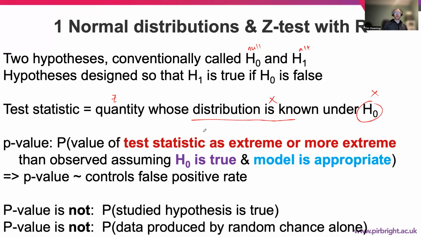And therefore, what we're looking at is the probability of getting our value of interest, like X, that is as extreme or more extreme if the null is true and if the model is appropriate. This is very important. Often the model is not actually appropriate, and often the null hypothesis can be poorly designed or poorly considered. So the p-value is not the probability that the hypothesis is true or false, and it has no commentary on whether the data is produced by chance or not.